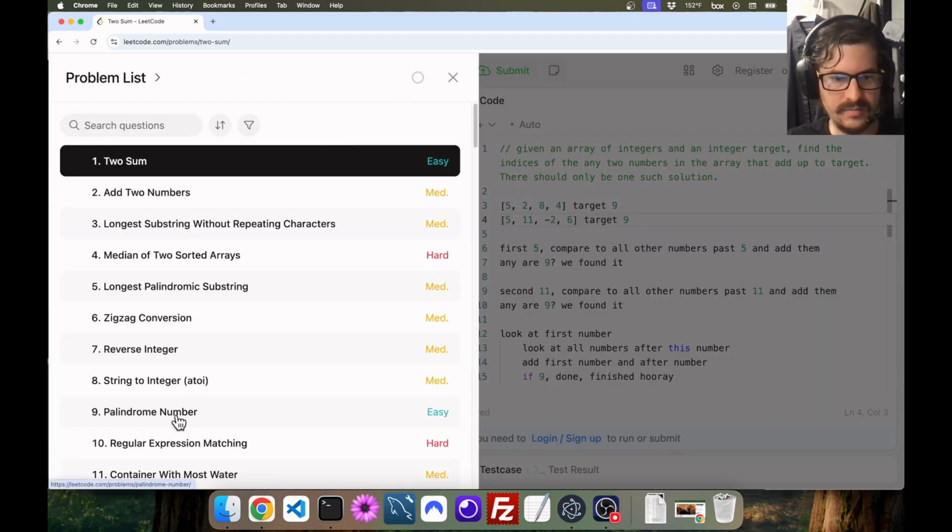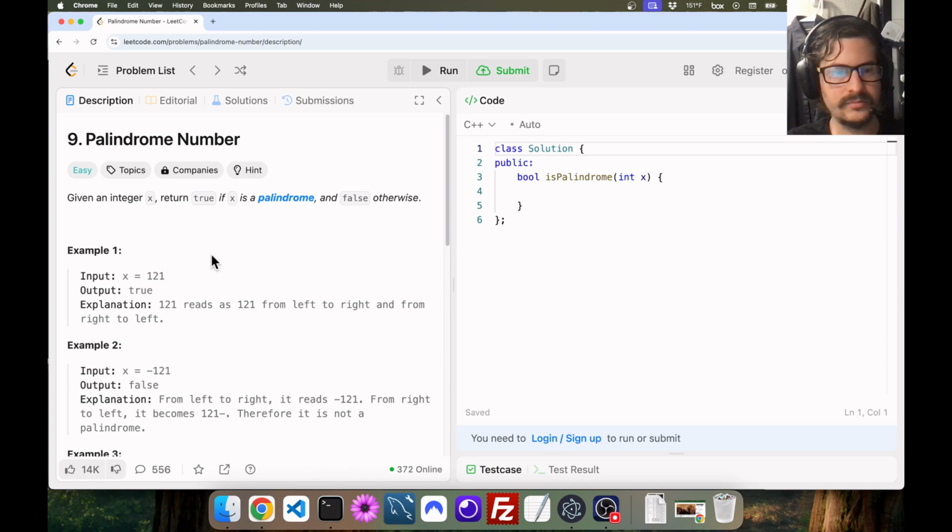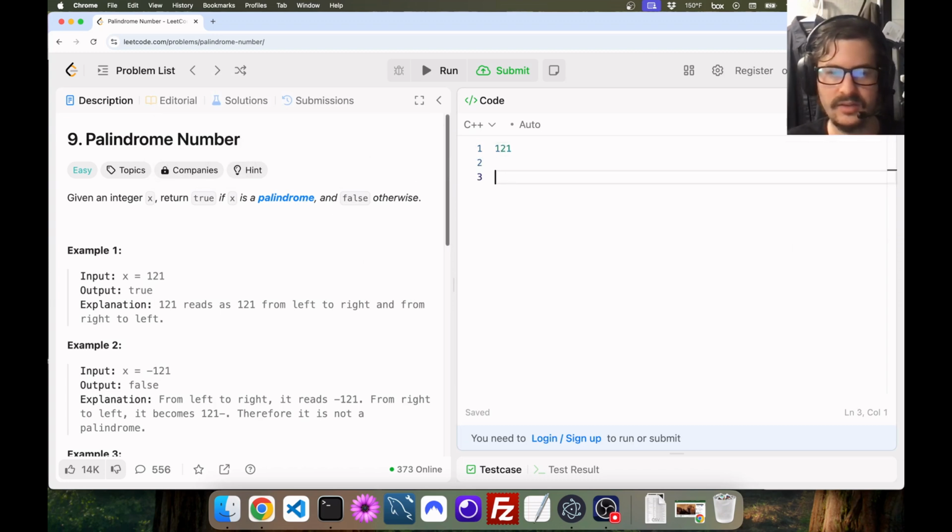Let's look at palindrome number. Given integer x, return true if x is a palindrome, false otherwise. Let's just look at one of their examples here. 121. Is that a palindrome? Yeah, you know it's a palindrome. How do you know it's a palindrome? What's a palindrome? Well, a palindrome is where it reads the same way forwards as backwards. Right? So, okay, how do I know that this reads the same way forwards as backwards?